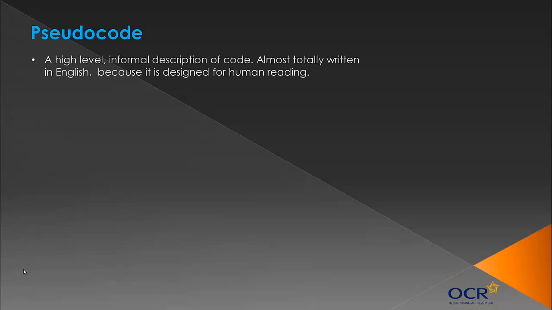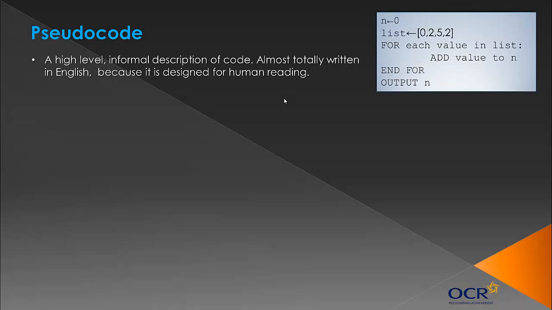So it's up to you which one you use, but what pseudocode is, it's basically a high-level informal description of code. So when we talk about high-level programming languages, we'll look at this in the next video. But what it means is just mainly written English, because it's designed for humans to read. A computer will never run pseudocode because it just doesn't make sense. And this is an example of pseudocode.